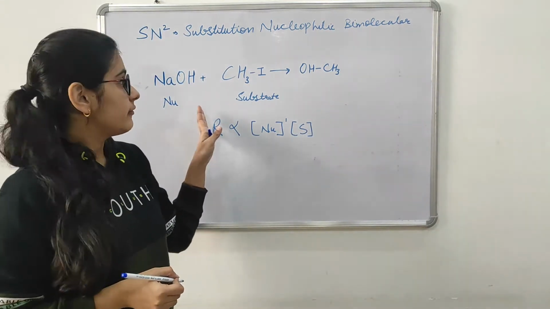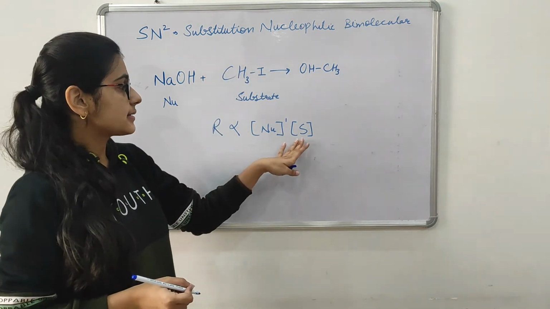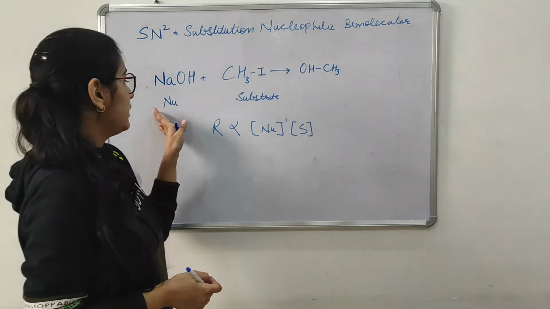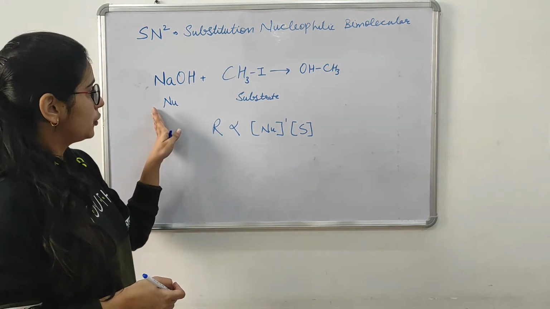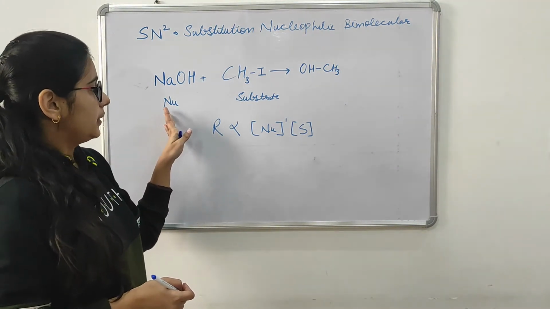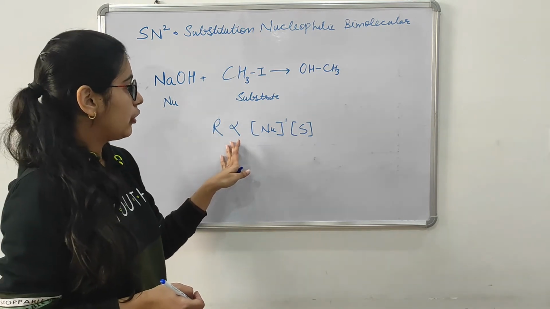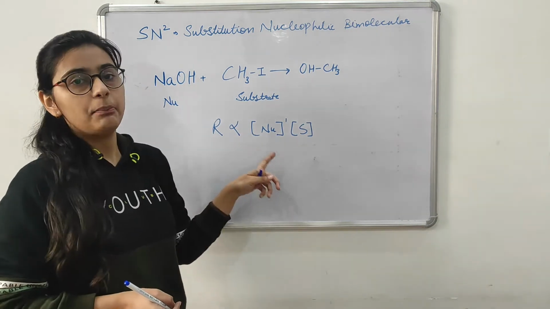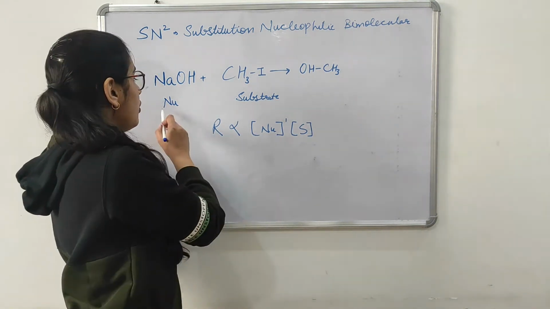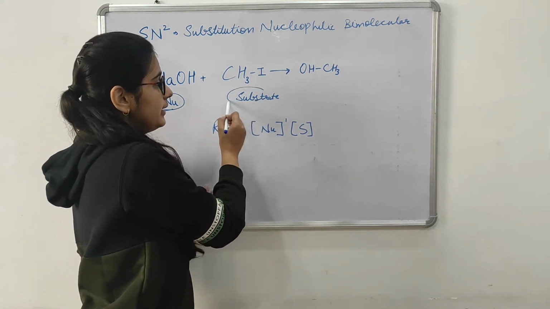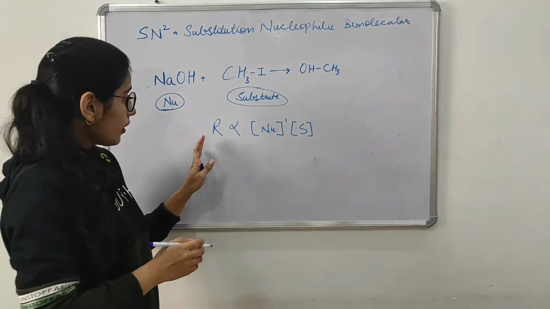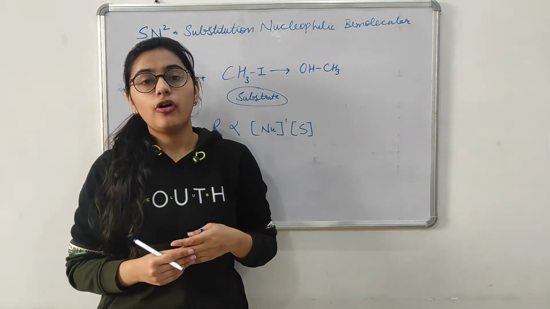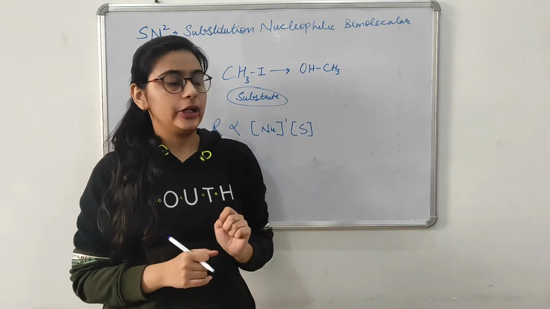That means if the concentration of substrate is doubled, the rate of the reaction will also get doubled. Or if the concentration of nucleophile gets doubled or tripled, the rate of reaction will also get tripled. So here the rate of reaction will depend on the concentration of both the nucleophile and the substrate. Also, here the rate of reaction will depend on the ability of the leaving group.